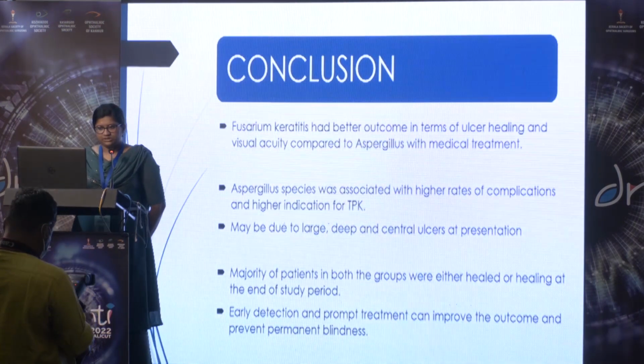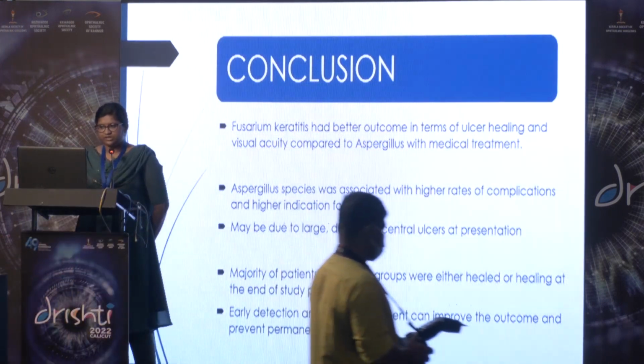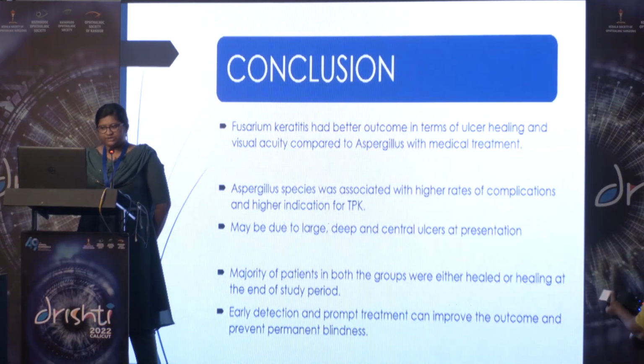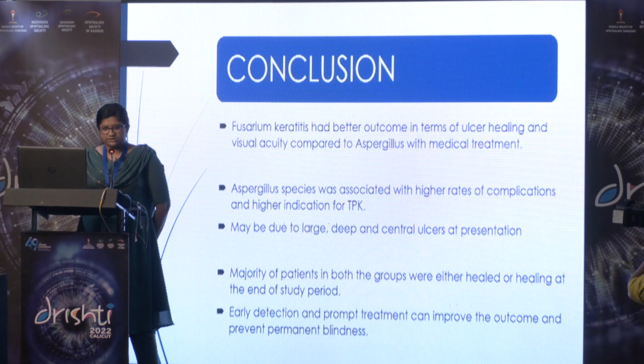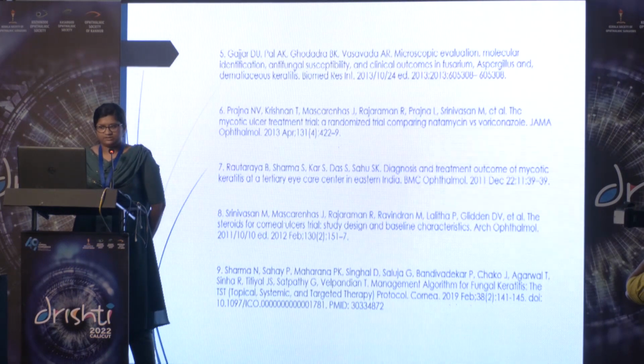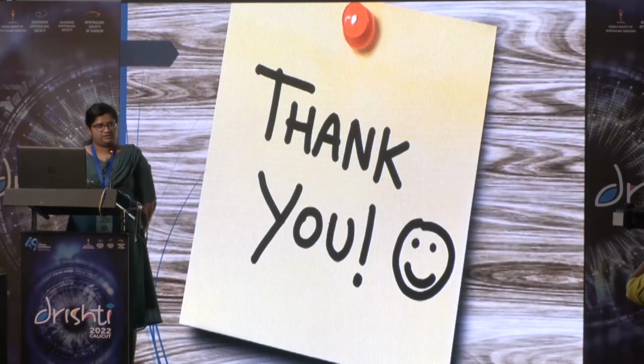And in conclusion, Fusarium keratitis had a better outcome in terms of ulcer healing and visual acuity compared to Aspergillus, and Aspergillus was associated with higher rates of complications. This may be due to large, deep and central ulcers at presentation. The majority of patients in both groups were completely healed or at the healing stage at the end of the period. Early detection and prompt treatment can improve the outcome and prevent permanent blindness. These were my references.